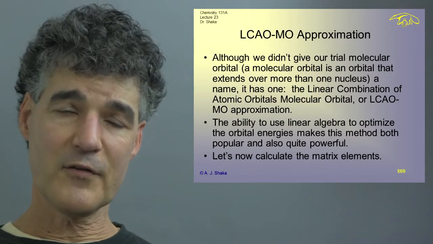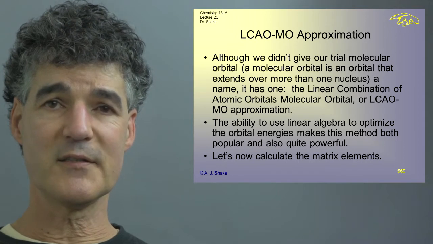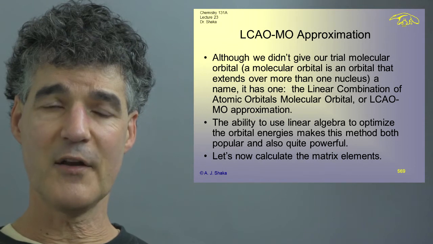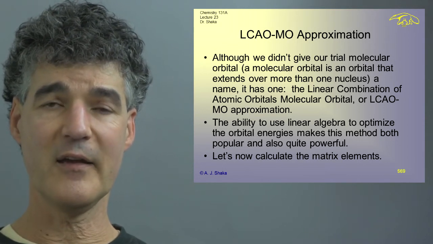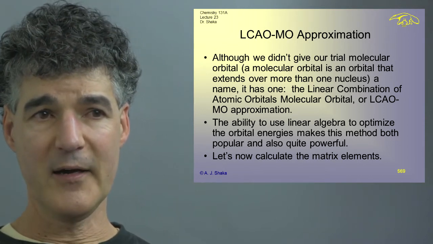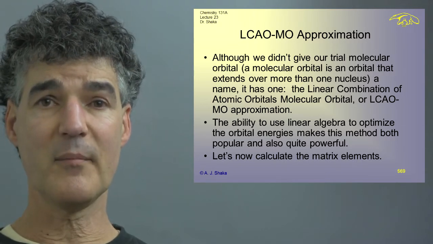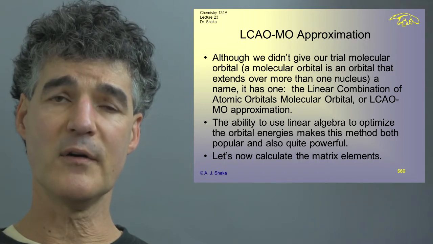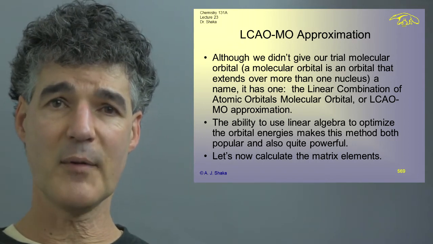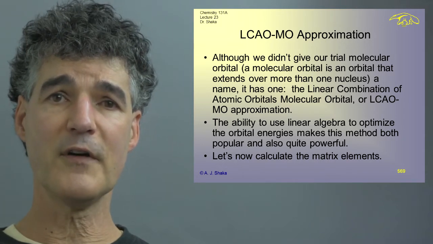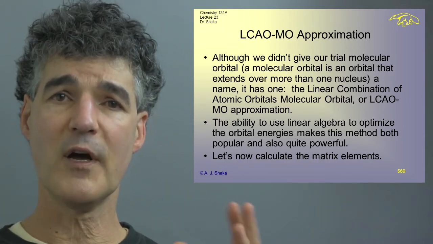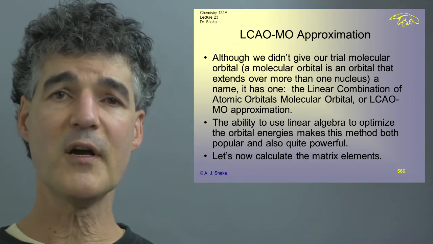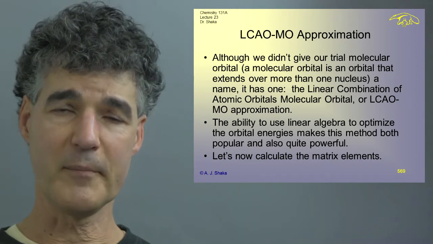Although we never gave our trial wave function, which was 1sa and 1sb, the 1s orbital on each hydrogen atom, a proper name, it's in fact called the linear combination of atomic orbitals, molecular orbital. And a molecular orbital is just the generalization of an atomic orbital. It's a one electron wave function that extends over more than one nuclear site. In this case, there are only two protons, so there's two, but in general it could be more.